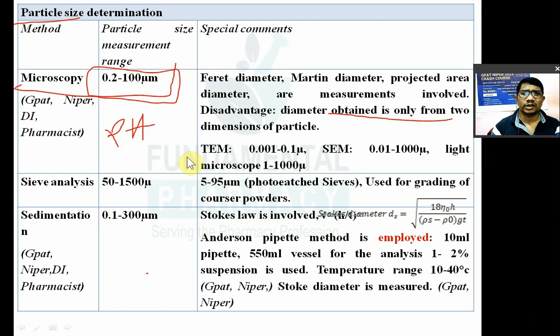So with an ordinary optical microscope, you will have less resolution power.